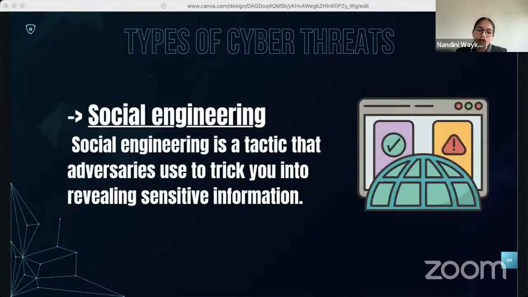So the next type of cyber attack is social engineering. Social engineering is a tactic that adversaries use to trick us into revealing our sensitive information. Basically, they can solicit a monetary payment or they can gain access to your confidential information or data. Social engineering can be combined with any of the threats, which we'll be talking about in the next few slides. By clicking on links or by downloading malware or by trusting any malicious source, these cyber attacks can happen to our computer or our systems.